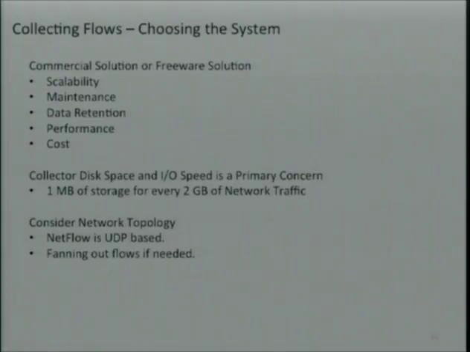Since disk space is a big concern, a general rule of thumb is for every 1 meg of storage that you have, you need 1 meg of storage for every 2 gigs of network traffic. Another thing you're going to want to do is consider your network topology. Since NetFlow is UDP based, you're not going to want to send flows from India all the way back to Cleveland, because some flows may not make it back. Also, you need to fan out flows if needed, as I alluded to earlier.